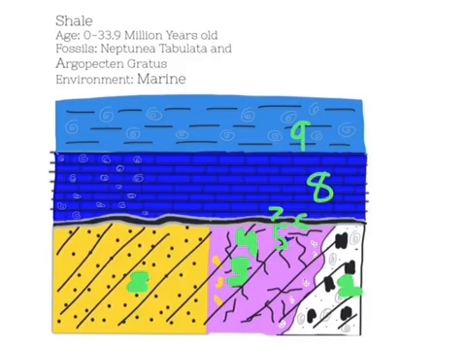What happened ninth is a very fine-grained and grayish rock was deposited, which led us to the conclusion that it's shale. This layer has two fossils, Neptunia tabulata and Agoropecton gratus. Both of these fossils lived in a marine environment, and according to the age of the fossils, the rock layer is 0 to 33.9 million years old.